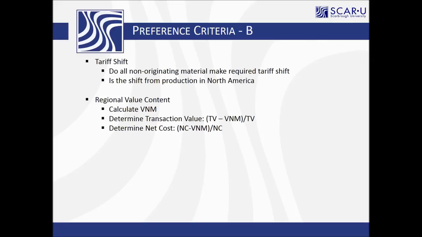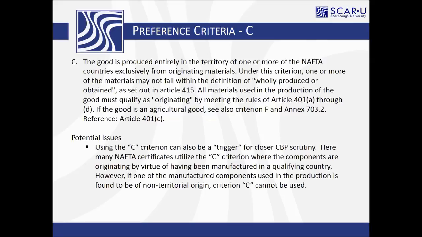Questions on B? C. The good is produced entirely in the territory of one or more of the NAFTA countries exclusively from originating materials. Under this criterion, one of the materials may not fall within the definition of fully produced, but they must qualify as originating. So this would be if you bought a sub-assembly that then goes into something, you can claim C. It's a little bit more difficult to follow that process.